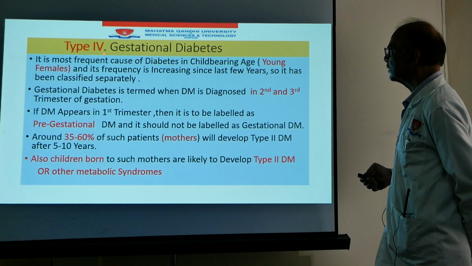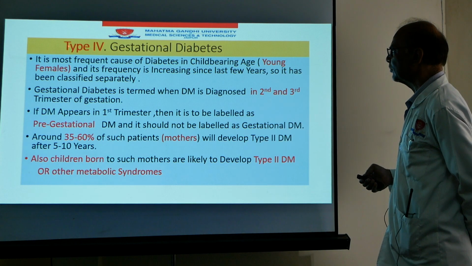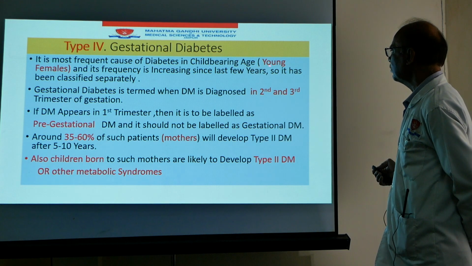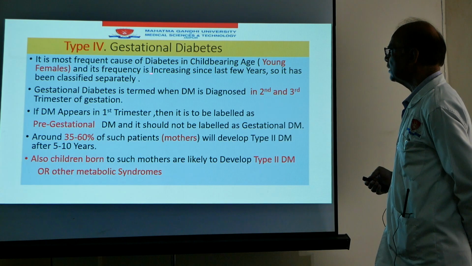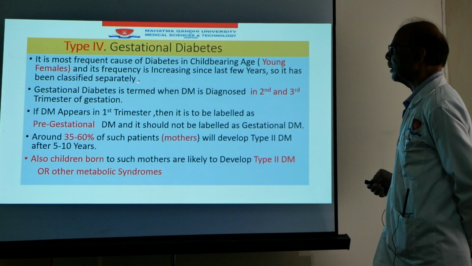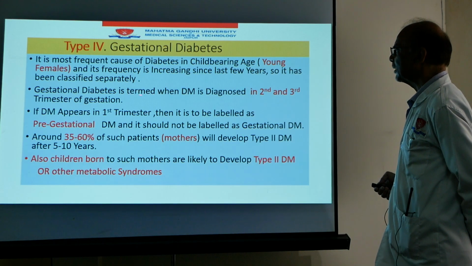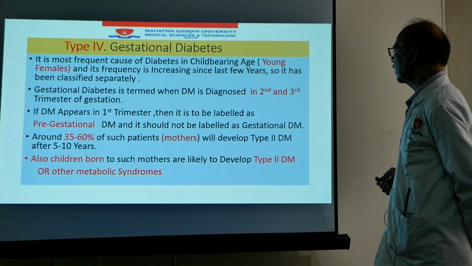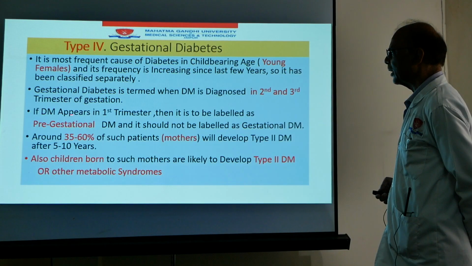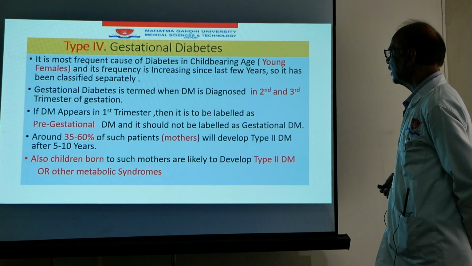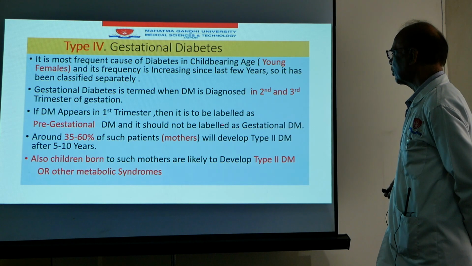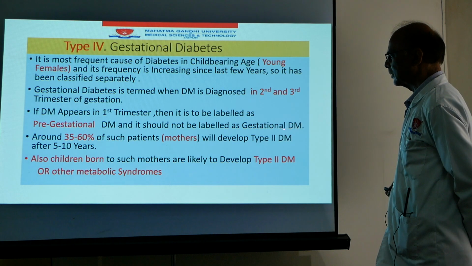Gestational diabetes, now this is type 4 diabetes. It has been classified under type 4 diabetes and is the most frequent cause of diabetes in childbearing age in young females. Its frequency has been increasing in the last few years, so it has been classified separately. Gestational diabetes is termed when diabetes mellitus is diagnosed in the second and third trimester of gestation. When it appears in the first trimester, it will be labeled as pre-gestational diabetes mellitus, and it should not be labeled as gestational diabetes mellitus.